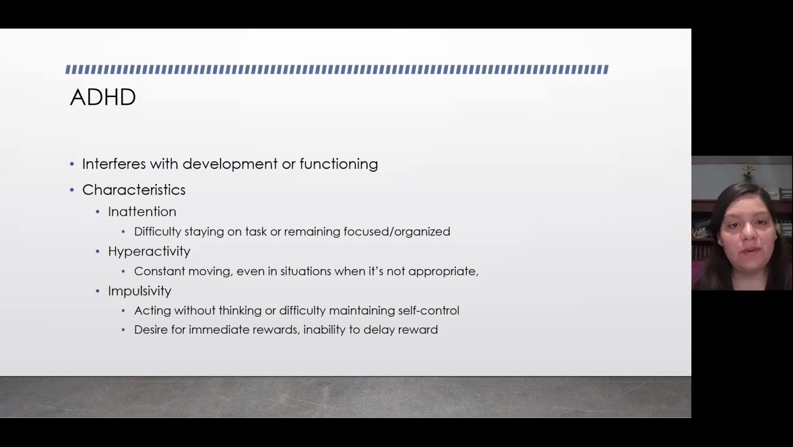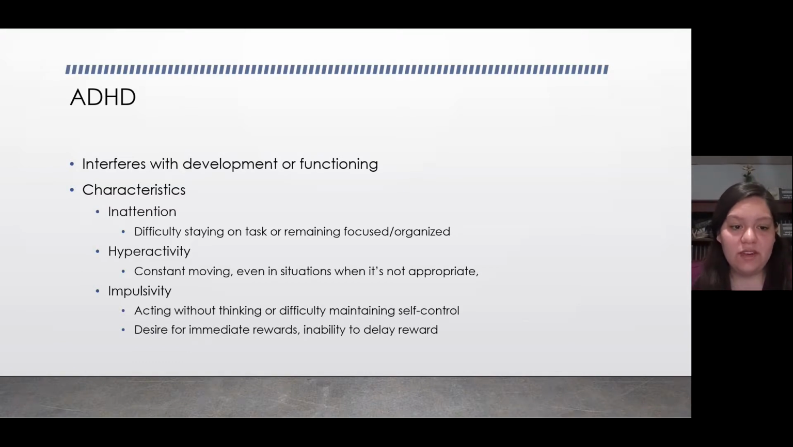For my specific population, I chose ADHD. ADHD interferes or can interfere with development and or functioning. Some characteristics would be inattention, like the individual is having a lot of trouble staying on a certain task for a period of time, or they're hyperactive, so they're constantly moving, or they're really fidgety, even in inappropriate situations, maybe in the classroom where they're supposed to be sitting still. They could just be really fidgety and wanting to move around or moving around.